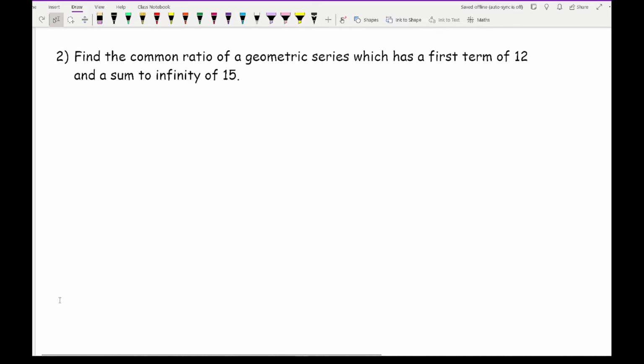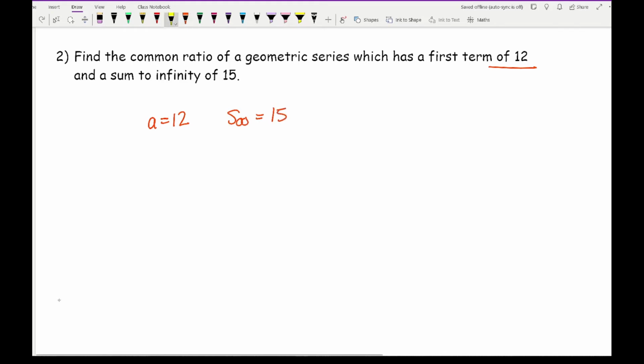So let's have a look at our next example. Here it says find the common ratio of the geometric series which has the first term of 12 and a sum to infinity of 15. Let's just highlight some of the information that we know. Here we know that a equals 12 and the sum to infinity equals 15.